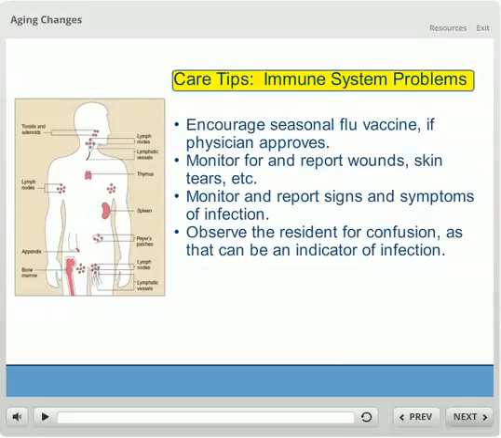Care tips, immune system problems. Encourage seasonal flu vaccine if the physician approves. Monitor for and report wounds, skin tears, etc. Monitor and report signs and symptoms of infection. Observe the resident for confusion, as that can be an indicator of infection.